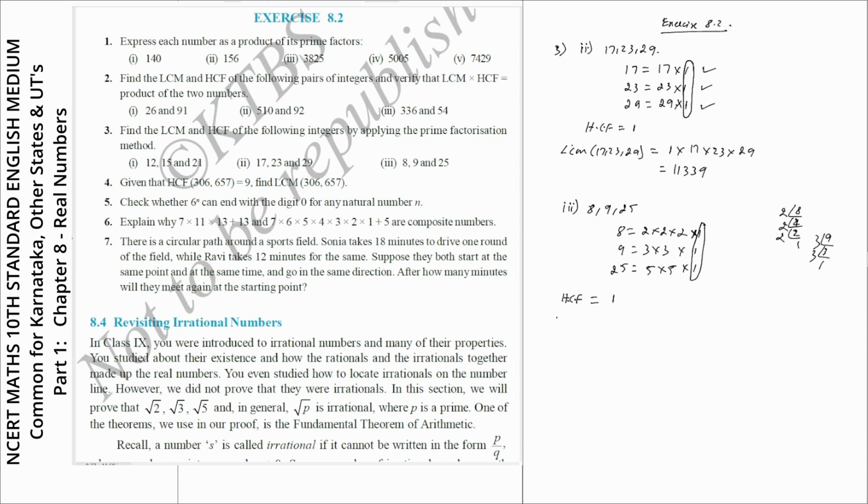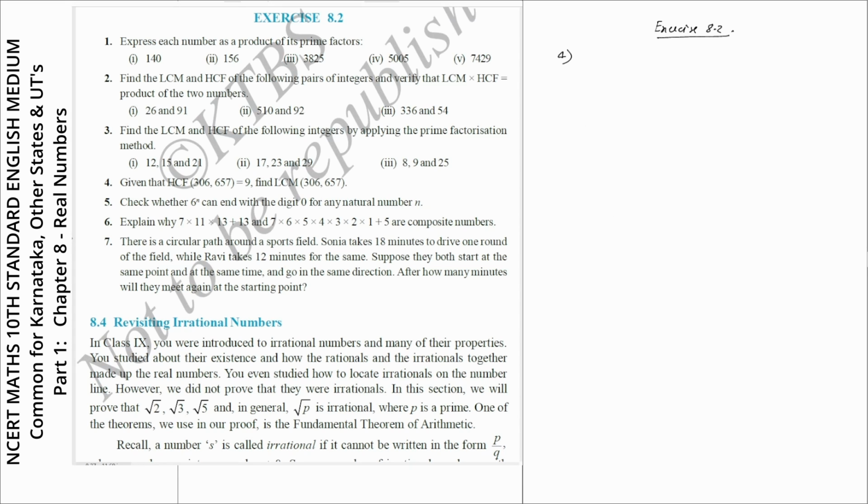Now LCM is given by 1, the HCF, write the HCF as it is. Now the first row, what is left? 2 into 2 into 2 is left, into the second row 3 into 3 is left, and in the third row 5 into 5 is left. So what is the LCM now? 2 2s are 4, 4 2s are 8, into 3 3s are 9, into 5 5s are 25. If you multiply everything, you will get 1800. So LCM of these three numbers is 1800. HCF is 1, and that completes this problem.